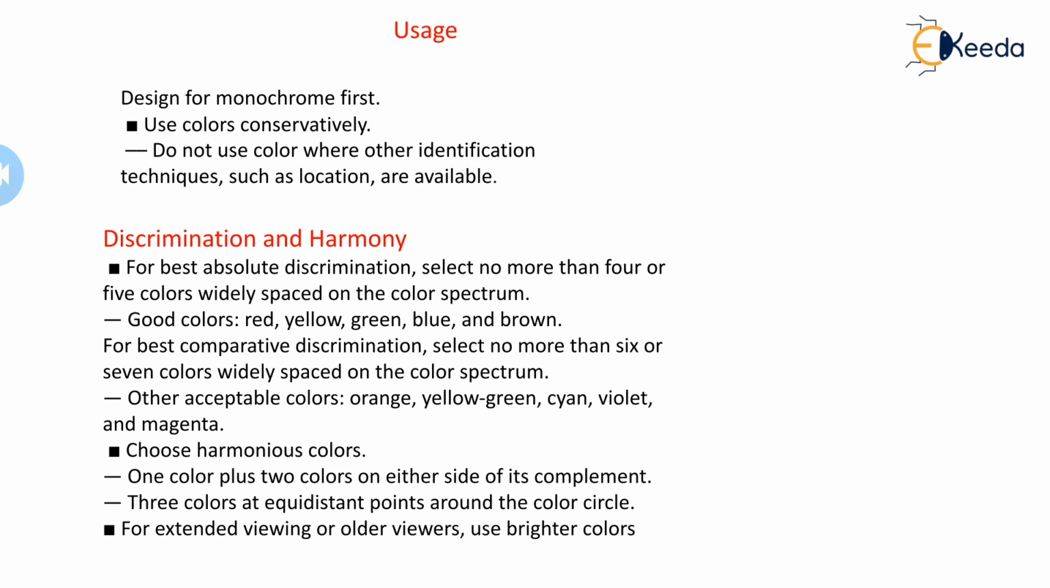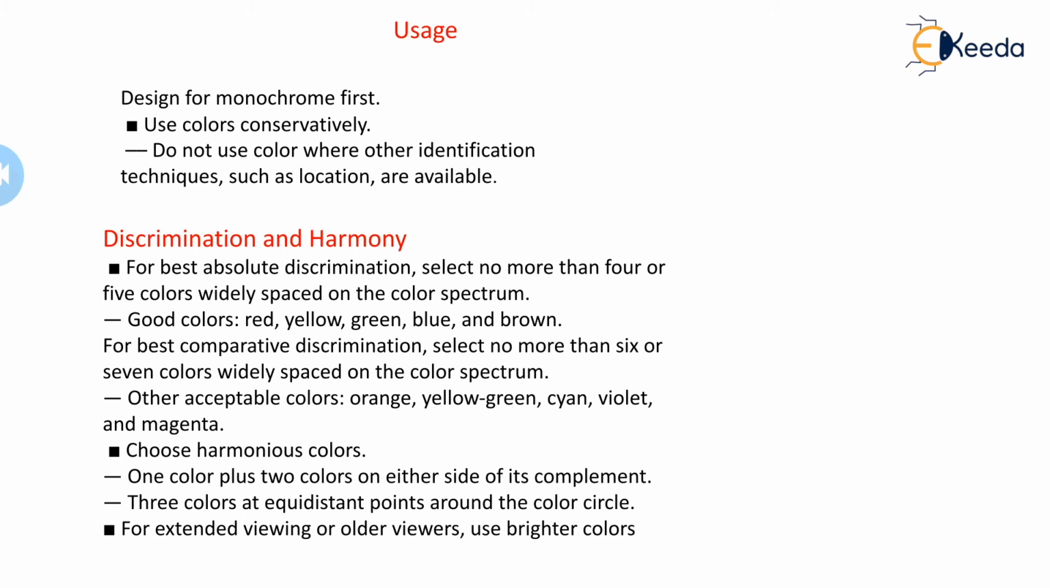Then discrimination and harmony. For absolute discrimination, two good color opponent pairs are red-green and yellow-blue. All these colors, except blue, are easy to resolve visually. Again, be cautious using blue for data, text, or some symbols on the screen because it may not always be legible. Then we have another one, comparative discrimination.